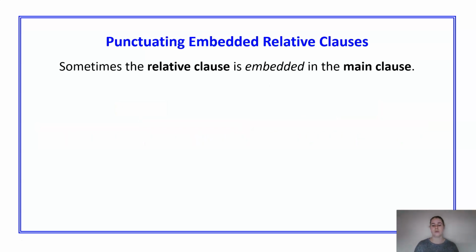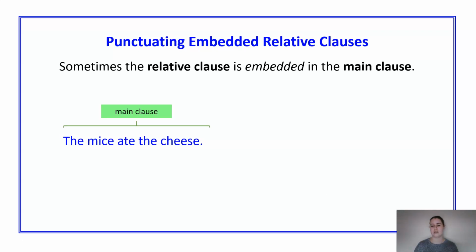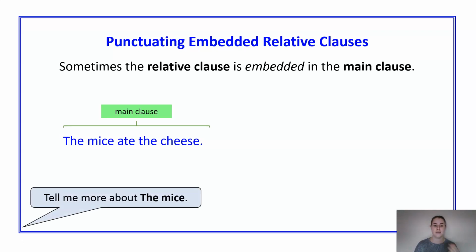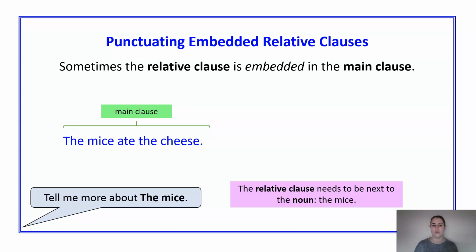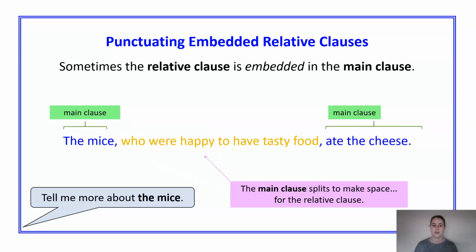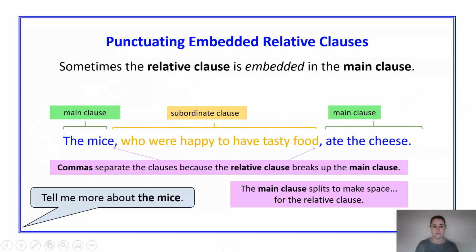But sometimes the relative clause is embedded in the main clause, and this is what we've looked at a few times last term. So we have our main clause, the mice ate the cheese, and I want to say a little bit more about them. This extra bit of information needs to be about the mice. So: the mice, who were happy to have tasty food, ate the cheese. Now I've embedded that additional information in the middle and I've used who because my subject is the mice. That is now my subordinate clause. The main clause together still makes sense, but I've added my embedded clause in the middle.